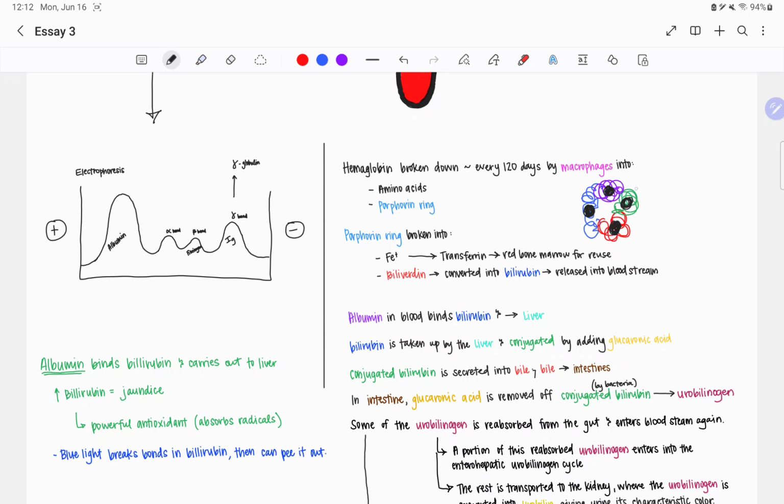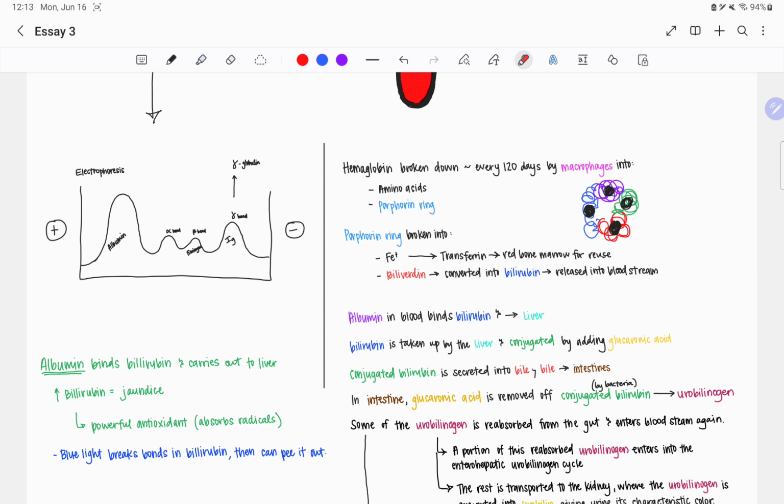Okay, so these amino acids here, like I said, they're reused quite easily, but it's these porphyrin rings that need to be excreted, released from the system because they're not recycled. And then these porphyrin rings are made up of iron. They have an iron group in the middle of each of these. And then when that iron is removed, then what's left is what's called biliverdin when it's still inside the macrophage.